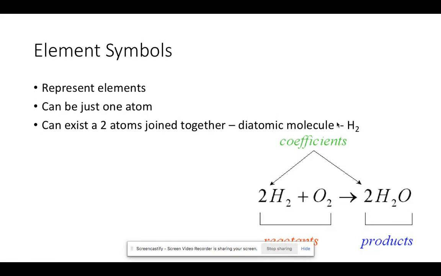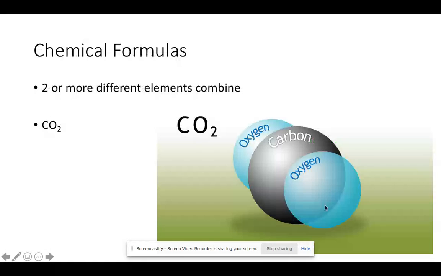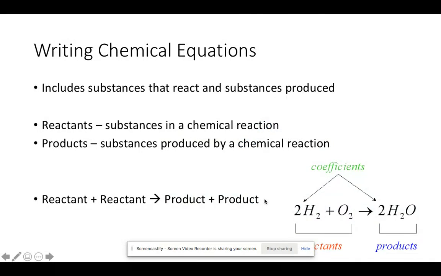The symbols, so our element symbols represent our elements, and they can be just one atom, or they can exist as 2 atoms joined together called a diatomic molecule, like H2. So this is 2 molecules of hydrogen. That's a diatomic molecule. Here we have 2 molecules of oxygen. Same thing, diatomic. There are 2 together. Chemical formulas have 2 or more different elements combined. So for example, CO2. So you have carbon bound to 2 oxygens.